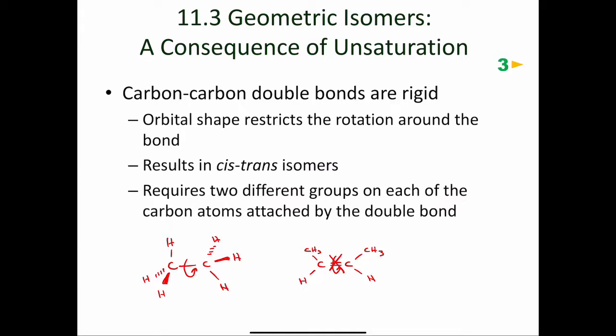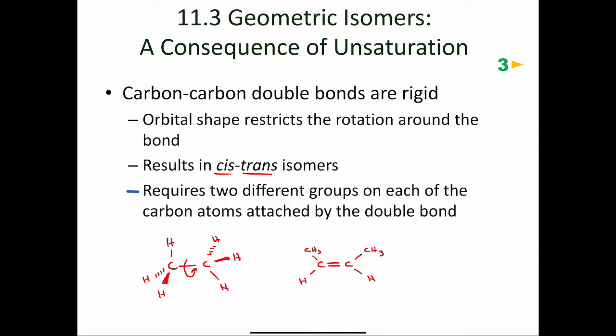And what we're going to see is that because this cannot happen, we get what are called cis-trans isomers. And these are isomers that are different only in the way the atoms are arranged in space. And in order for cis-trans isomers to exist, there's a requirement, which is that we have 2 different groups on each of the carbon atoms attached by the double bond.